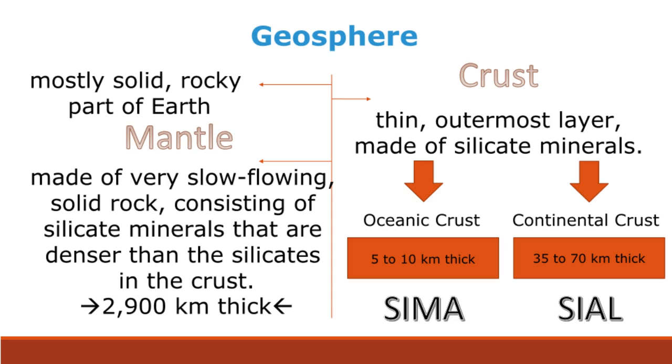That is why we have two types of crust: the oceanic crust that is 5 to 10 kilometers thick and the continental crust that is 35 to 70 kilometers thick. The continental crust is mostly composed of different types of granites, a type of rock. Geologists often refer to the rocks of the continental crust as sial, which stands for silicate and aluminum, the most abundant minerals in continental crust.